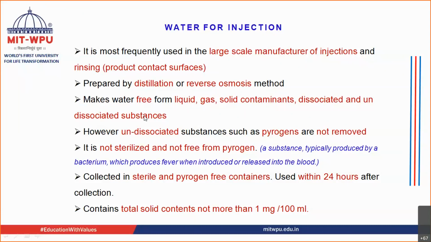Okay, we talked about what is a pyrogen, and then we have seen that water for injection is usually collected in a sterile and pyrogen-free container, and it is used within 24 hours after collection. The total solid content is not more than 1 milligram per 100 ml. This is moving ahead with water for injection.